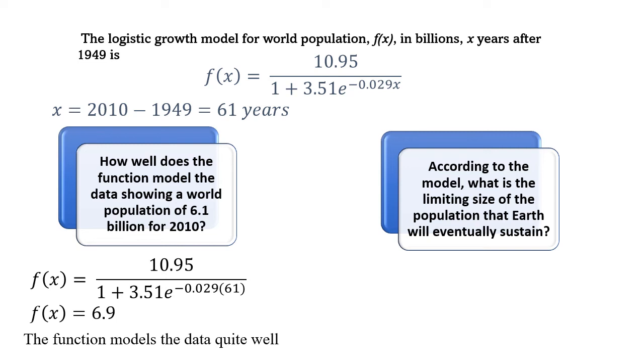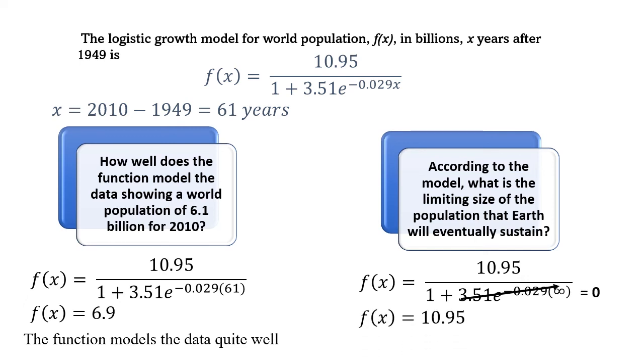According to the model, what is the limiting size of the world population the Earth will eventually sustain? So that's when t goes to infinity, or x goes to infinity. Therefore, this quantity will go to 0. Therefore, the limiting size is only 10.95.